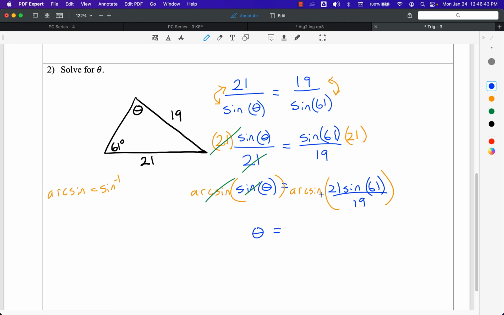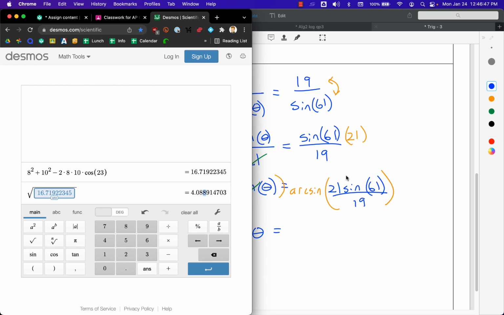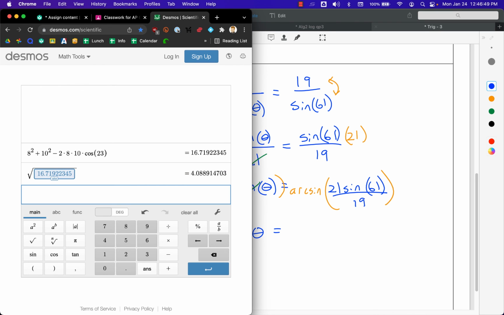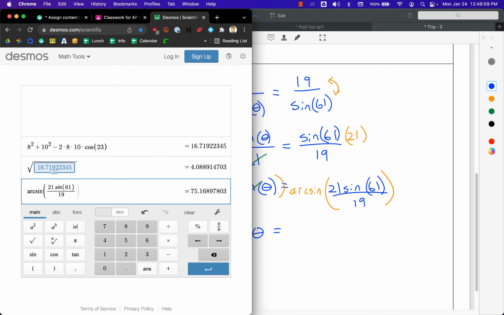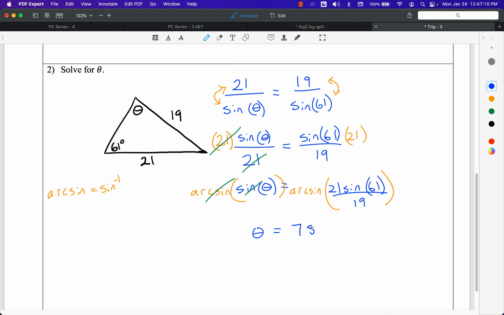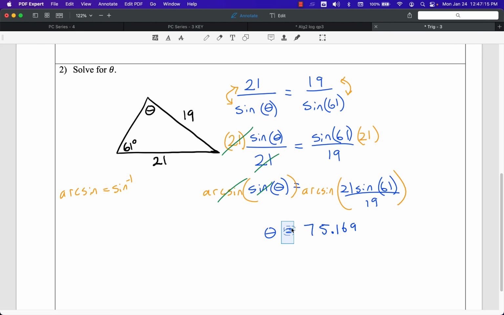Come on. And then I just basically need to type all of that in the calculator, and I'll get my answer. So coming over here, and I'm going to get arc sine of this fraction 21 sine of 61, and that's all divided by 19. We are in degrees, 75.16. Okay, this number right here is going to be rounded up, because I always round to 3 decimal places everywhere, in class, out of class. 75.169. And this is probably being a little bit pedantic, but it's not exactly equal to that.